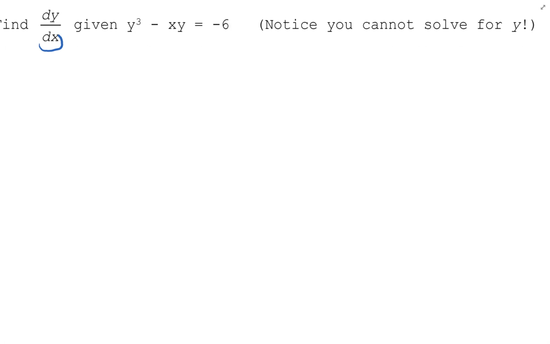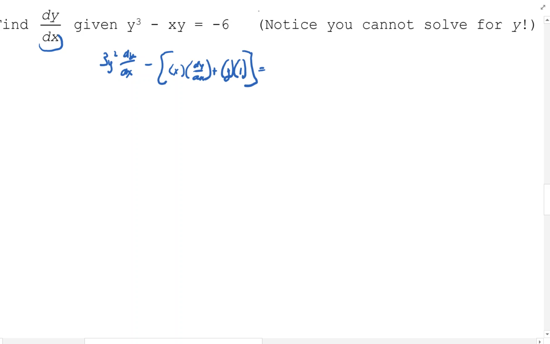I'm trying to find how y changes with respect to the change in x. So when I take the derivative here, I'm going to be using my regular derivative rules. So I've got 3y squared, but since y isn't x, I'm going to have to put in my du, which in this case is dy dx. For this next term, I've got to notice that they're multiplied, so I've got to use the product rule. So the first times the derivative of the second plus the second times the derivative of the first equals derivative of a constant is 0.